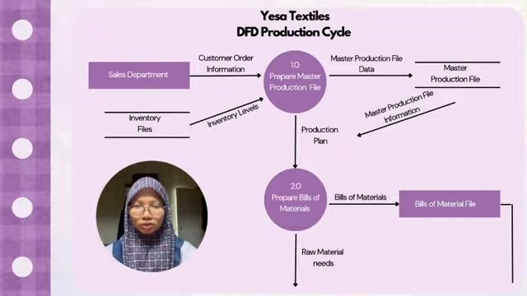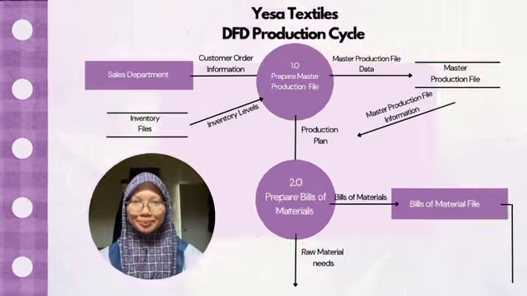Once the production plan is ready, it flows from process 1.0 down into process 2.0, which is called prepare bills of materials. Process 2.0 then breaks the production plan down into a detailed list of every raw material needed, which is known as the bills of material, and saves a copy into the bills of material file. The raw material needs are then passed from process 2.0 forward into process 3.0 to continue the cycle.